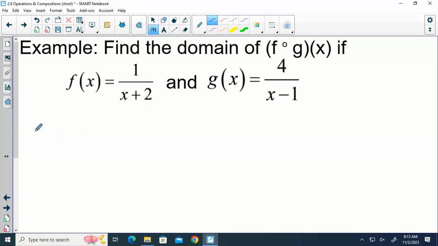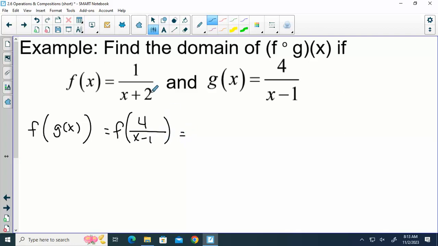So f composed with g. So we start with g. And I am plugging that into f. So f is 1 over the thing we put in plus 2. All right. What would we do here?